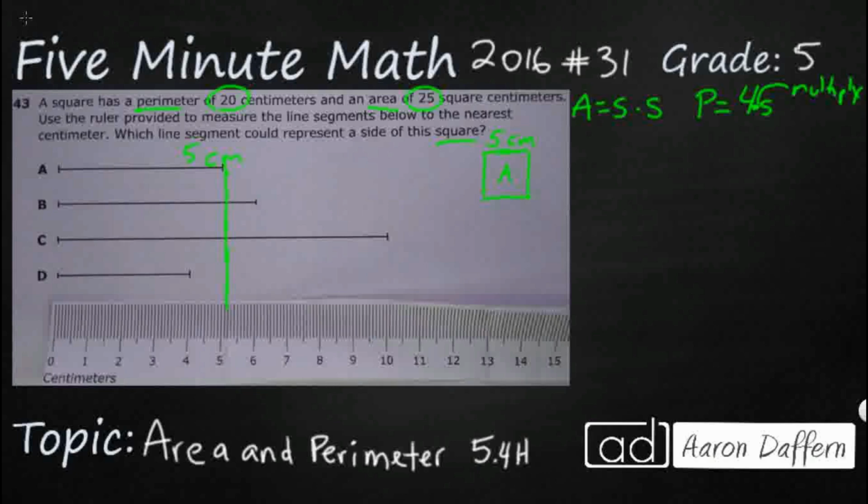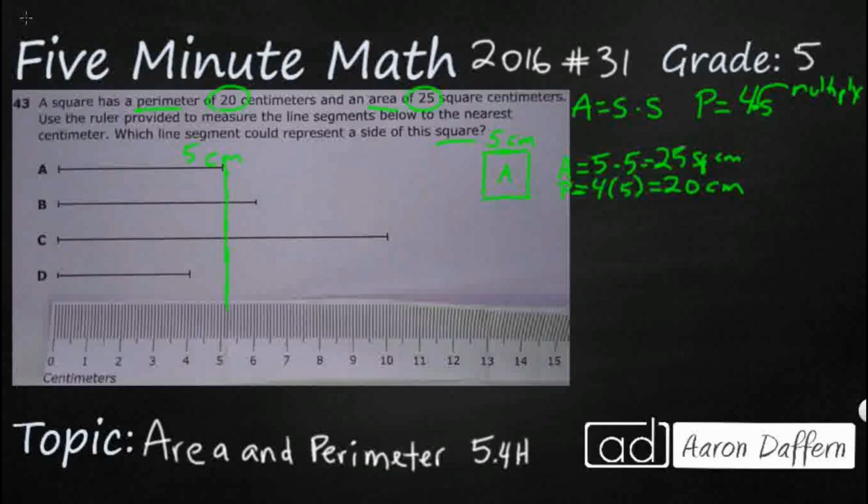All right, so if I'm wanting the area, I'm going to multiply the side length times the side length. So that means area equals 5 times 5, which is 25 square centimeters. And if I'm wanting the perimeter, then that's going to be 4 times S, which is 4 times 5. I'm going to use parentheses to show multiplication. And that gets me 20 centimeters, which is exactly what I'm looking for. So I'm pretty sure A is the answer.